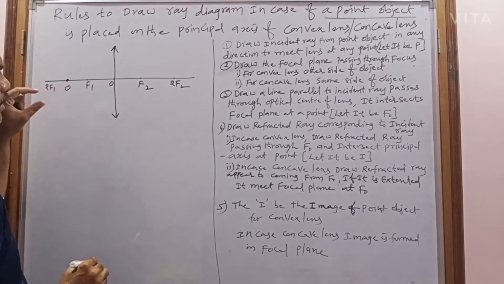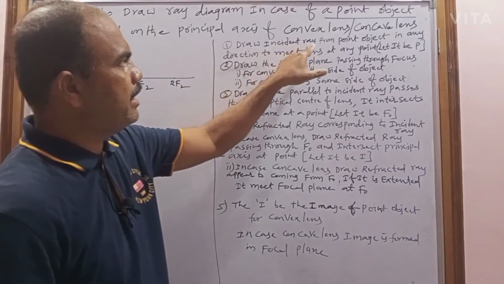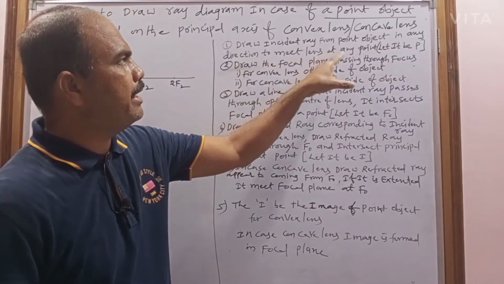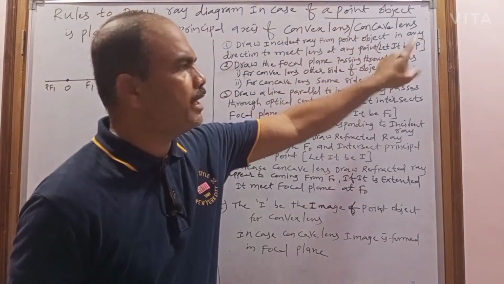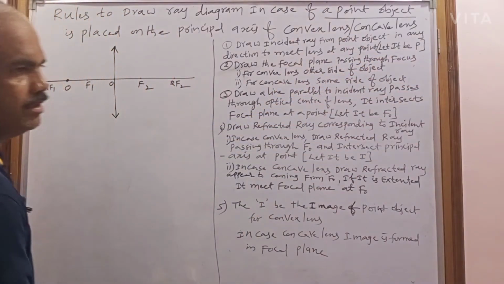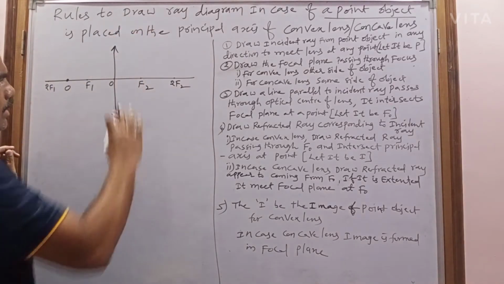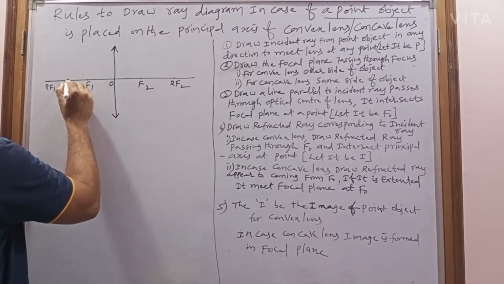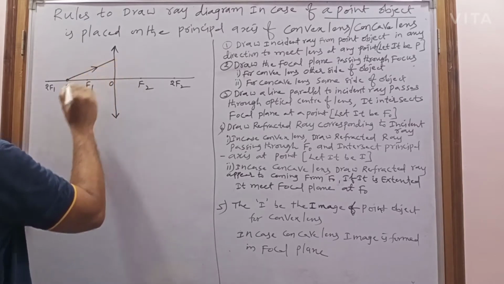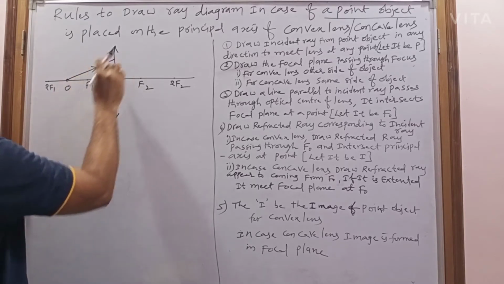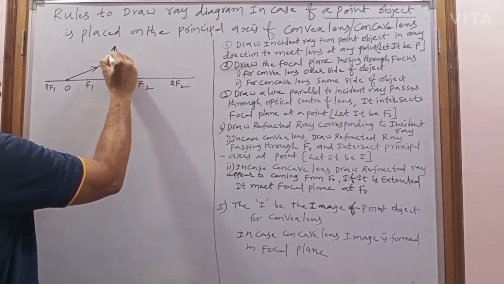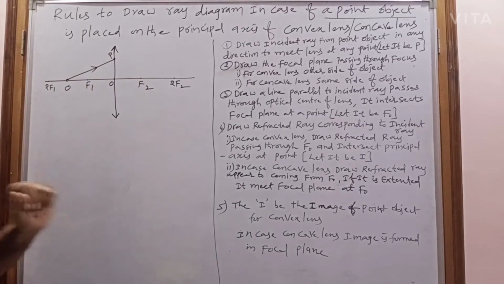Now the rules. First, draw an incident ray from the point object in any direction to meet the lens at a point, which I am calling P. So I am drawing an incident ray from the point object in any direction. This is the incident ray I drew from the point object, and it meets the convex lens at a point. This point is considered P. This is the first rule.